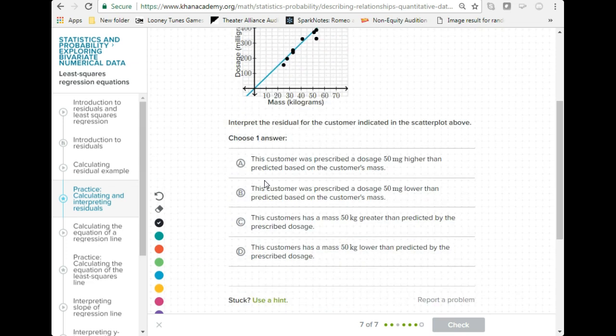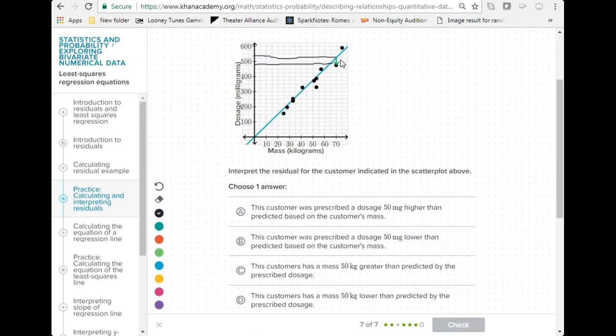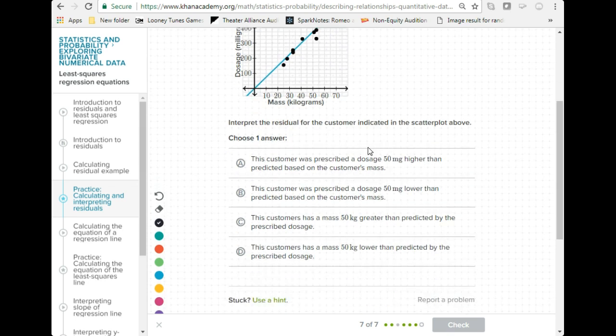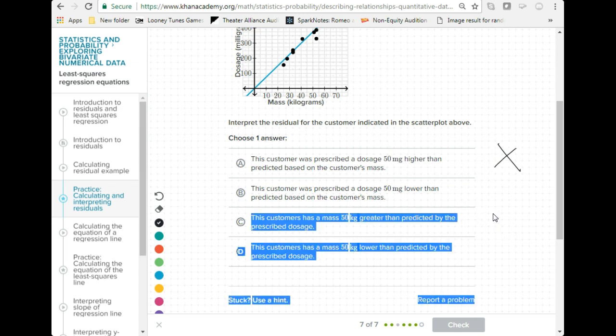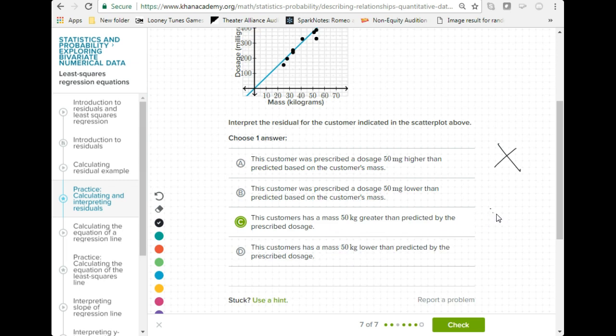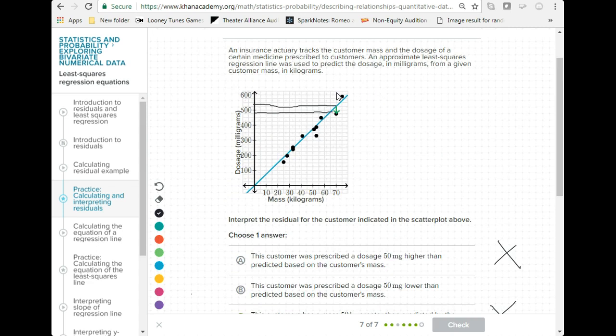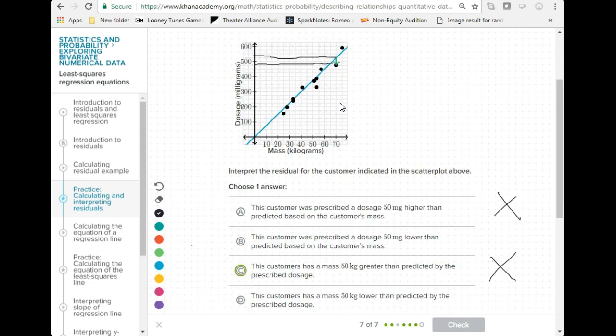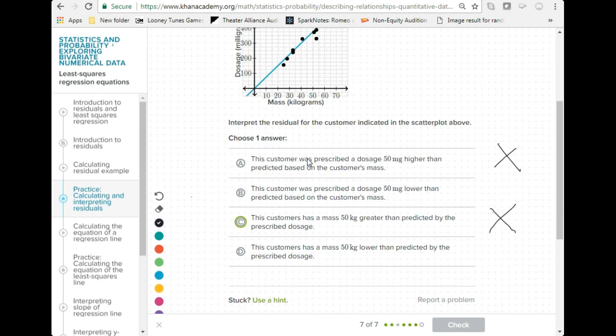So it says this customer was, so we have to make sure it's lower because this one's obviously lower. So higher can immediately be taken out, and this one is greater. This one can immediately be taken out as well. So in insurance, basically, you can see that the dosage is changing. So the dosage needs to be first. The customer was prescribed a dosage 50 milligrams lower than the predicted based on the customer's mass. So this would obviously be the correct one because the dosage, we're not talking about the mass changing.